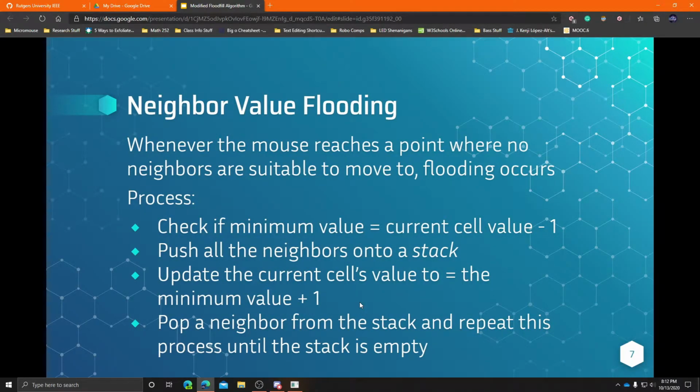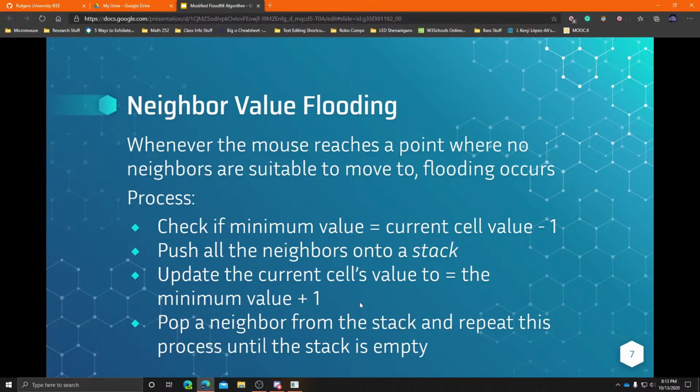Okay, so what happens if you can't move anywhere because there's no suitable cell to move towards? That's where the flooding part of Floodfill comes in. Whenever the mouse reaches a point where no neighbors are suitable to move to, flooding occurs. So the process is, first you have to check if the minimum value of the surrounding neighbors is equal to the current cell's value minus 1. If it is, then you just continue and move on to that cell.